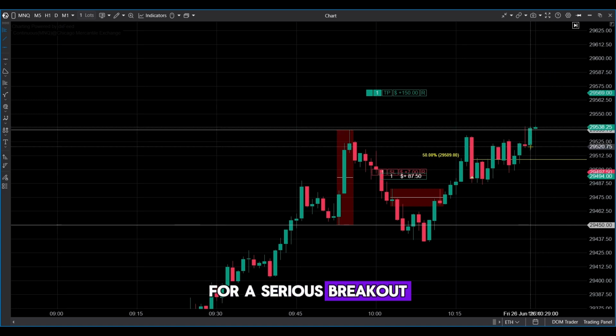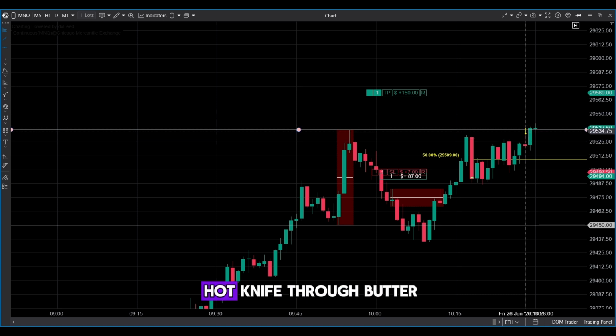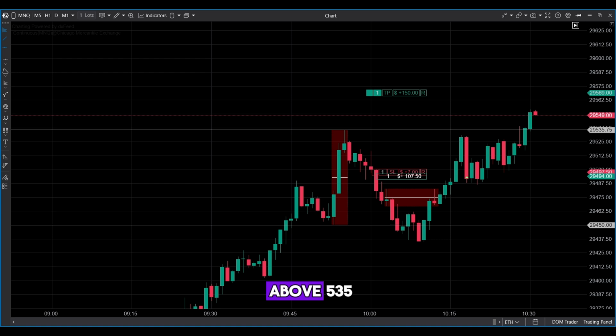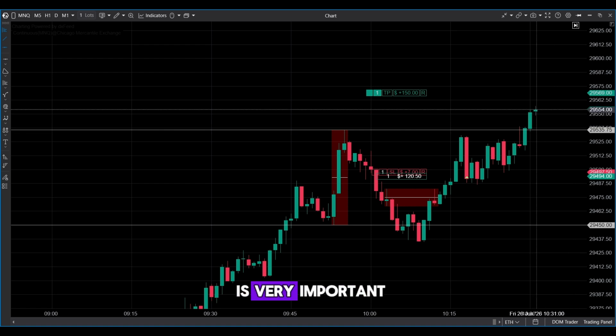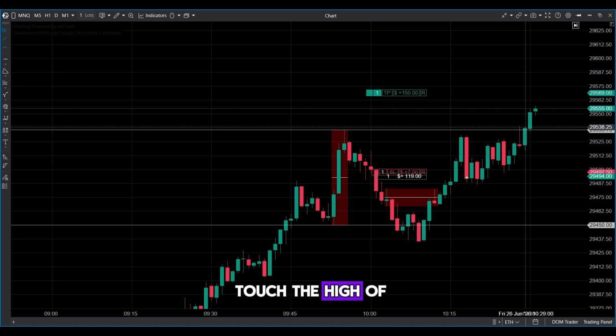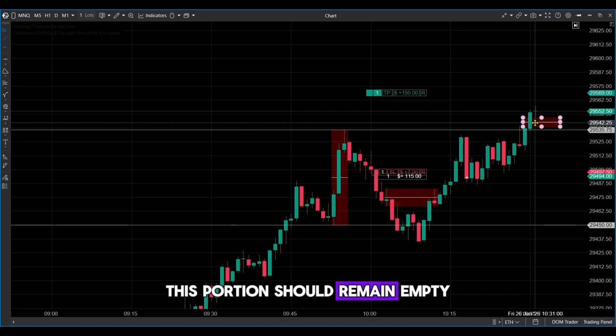For a serious breakout, the price should go above it like a hot knife through butter. That's the rule. There is a full closure above 535. Now, the next candle is very important because it should not touch the high of the first breakout candle. This portion should remain empty.